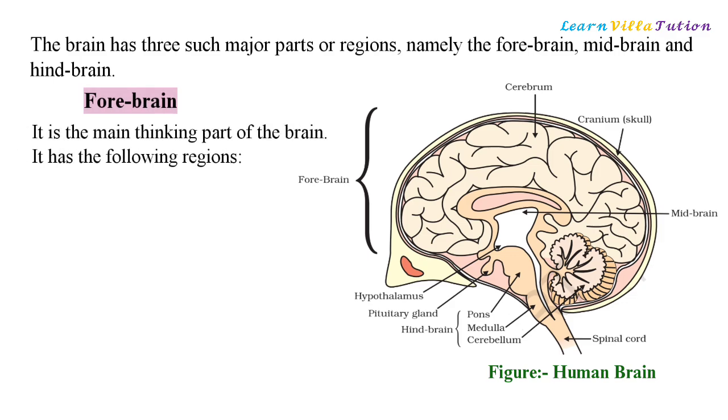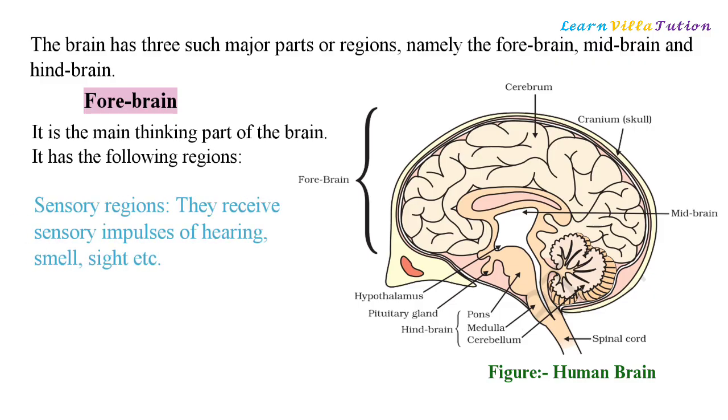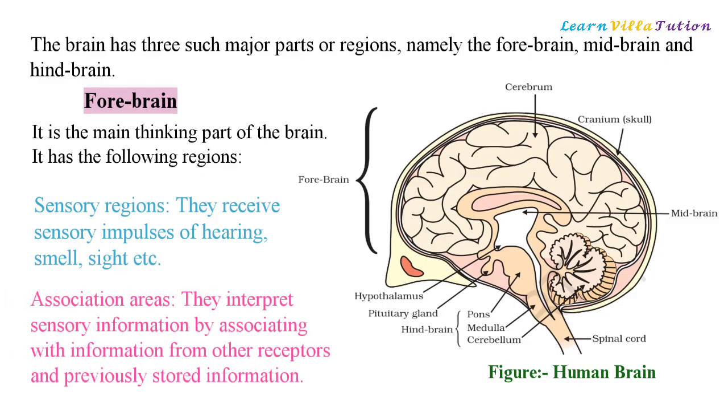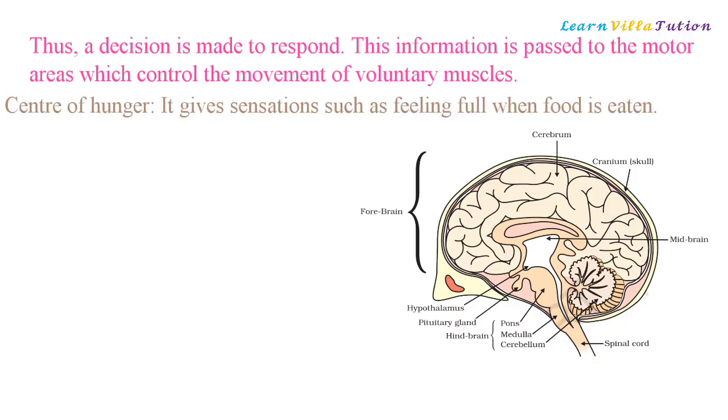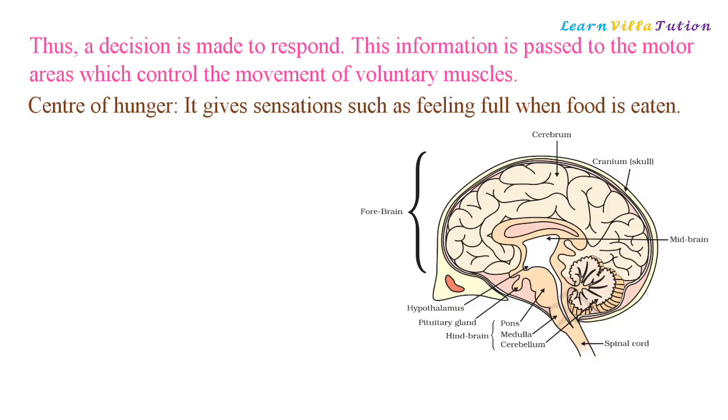Forebrain. It is the main thinking part of the brain. It has the following regions. Sensory regions: they receive sensory impulses of hearing, smell, sight, etc. Association areas: they interpret sensory information by associating with information from other receptors and previously stored information. Thus, a decision is made to respond. This information is passed to the motor areas, which control the movement of voluntary muscles. Center of hunger: it gives sensations such as feeling full when food is eaten.